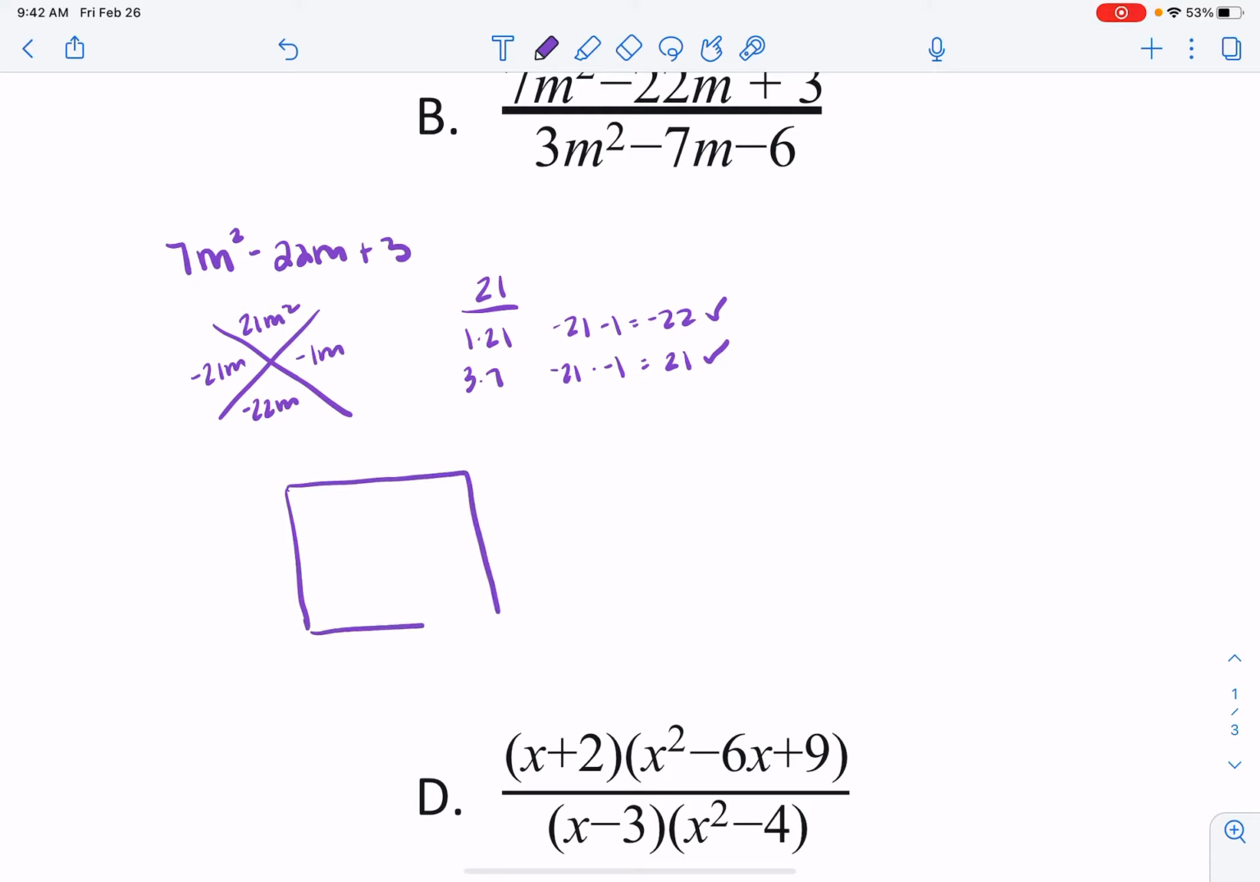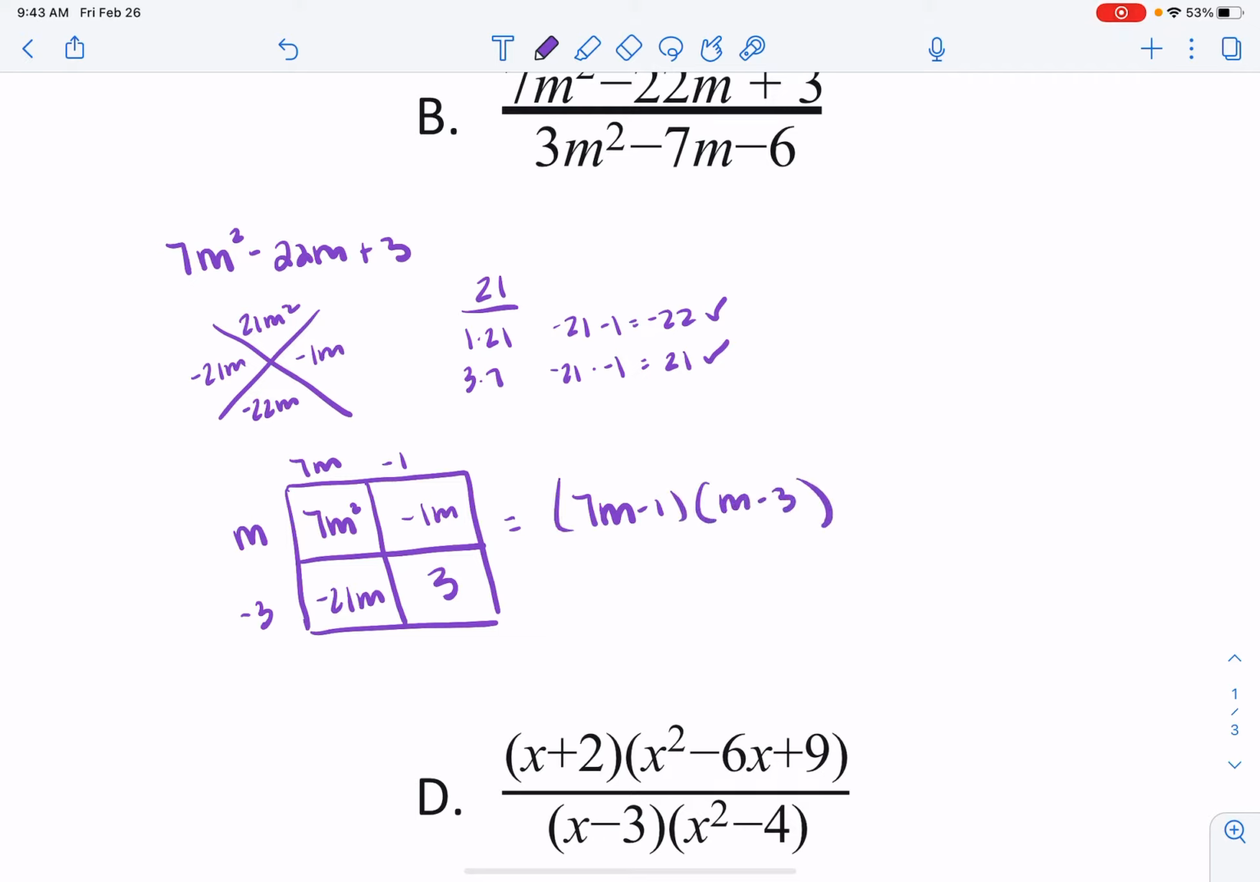Make our box. So the 7m squared from the beginning comes here, and the 3 goes here, and minus 21m. When I think about the top line, what do they have in common? They both have at least an m. M times what gives me 7m squared? That would be 7m. And m times what gives me negative 1m? That's a negative 1. Then 7m times what gives me negative 21m? That would be a negative 3. And is negative 3 times negative 1, 3? Yes. So that means this is 7m minus 1 and m minus 3.